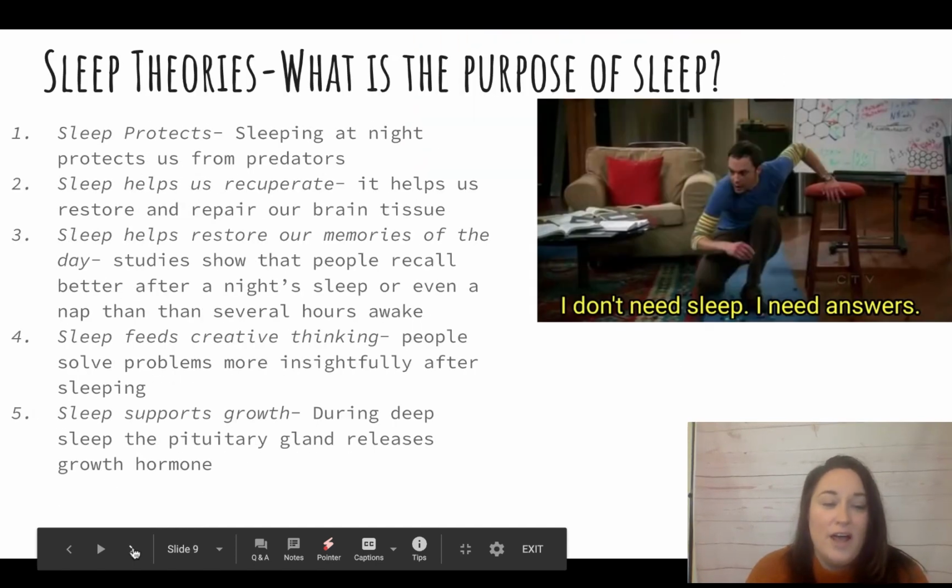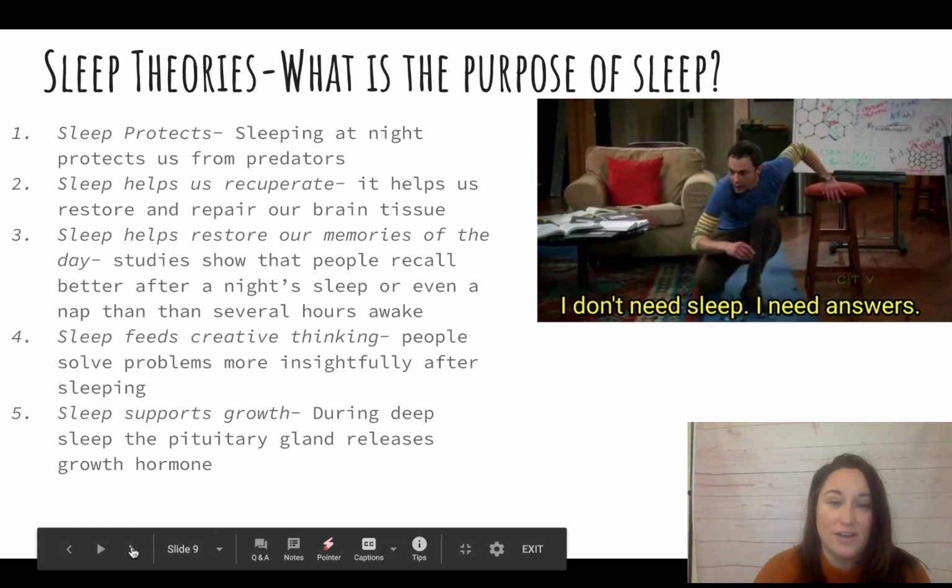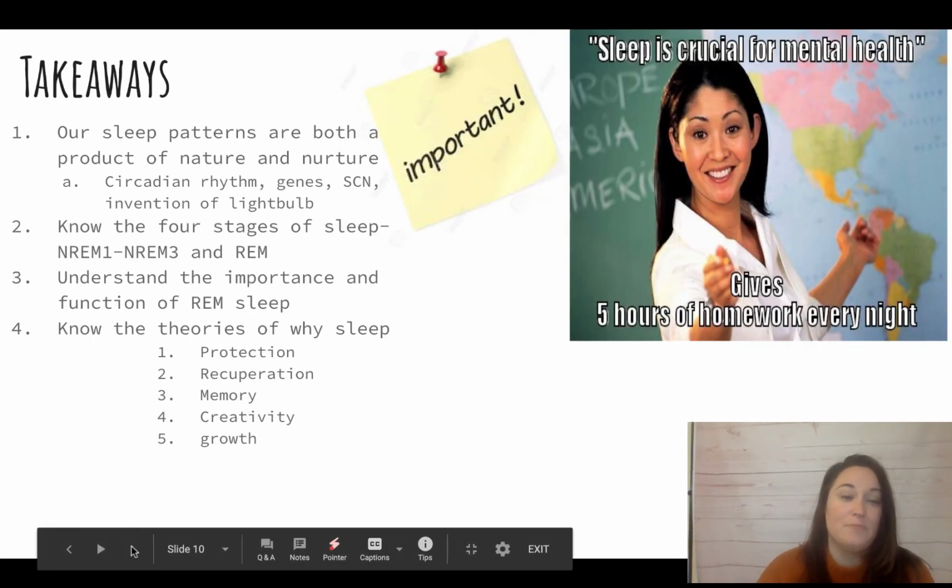It also helps us be more creative. People are able to be better problem solvers when they've had those 4 to 6 sleep cycles. So it's the whole cycle from the deep sleep to REM. And it also supports physical growth. As I said, that would occur during non-REM 3, that deep sleep.